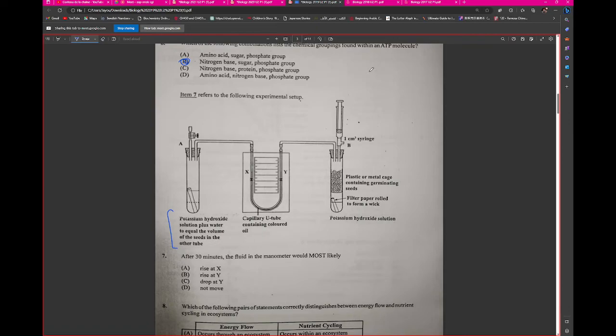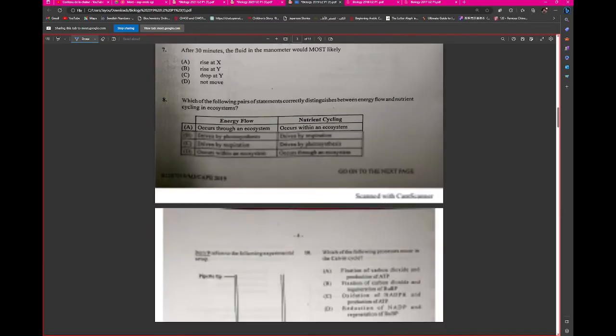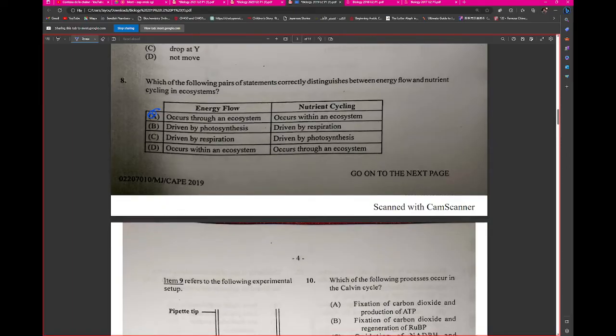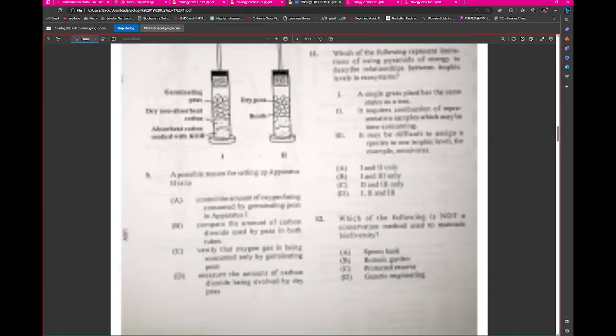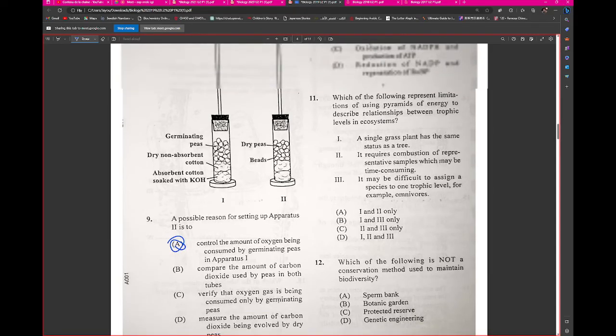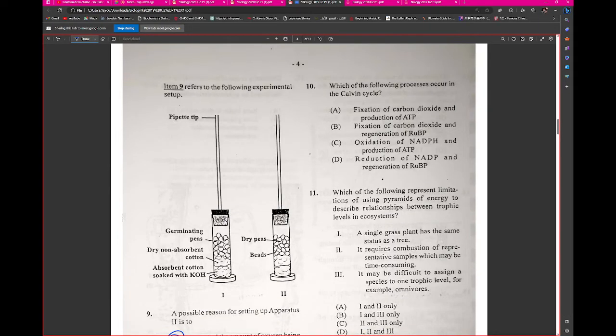Okay. So number 8, which of the following statements correctly distinguishes between energy flow and cycling within the ecosystem? So it is through and within. Moving onwards, we're looking at this setup as the control that repeated. Alright, looking at 10, which of the following processes occur in the Calvin cycle?